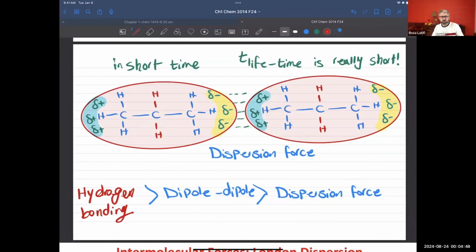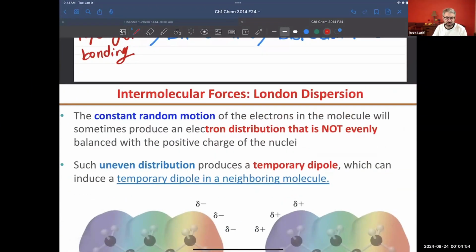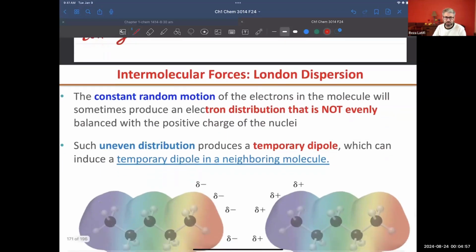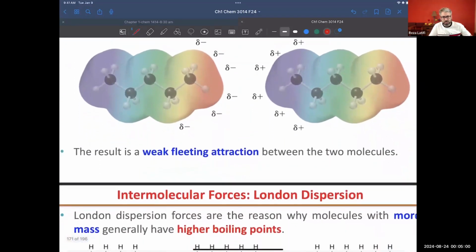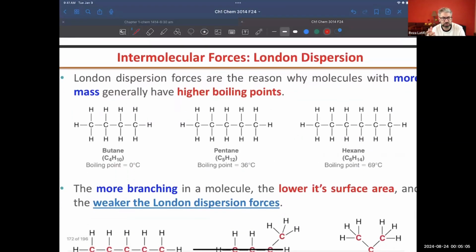If I want to go more in depth about the dispersion forces, I'm going to say that dispersion forces are subject to size and molar mass of the compound. Let's list them: the size of the molecule and also the shape of the molecule will affect the dispersion.